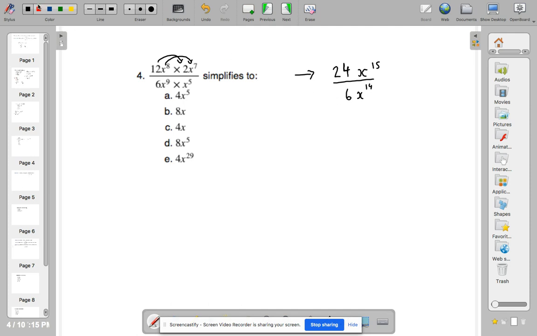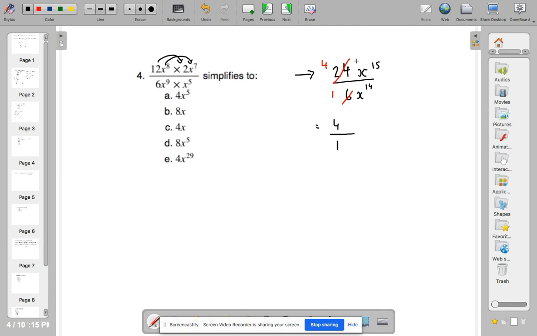I can now cancel here because I've got 6 and I've got 24. 6 goes into 6 once. 6 goes into 24 4 times. So I've got a 4 on the top and a 1 on the bottom. Okay, let's put that down for the moment.